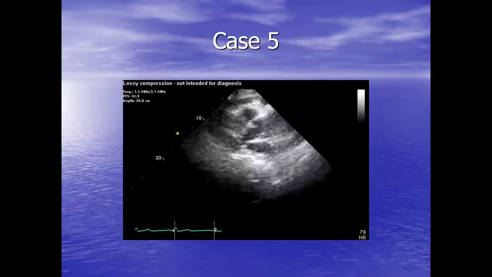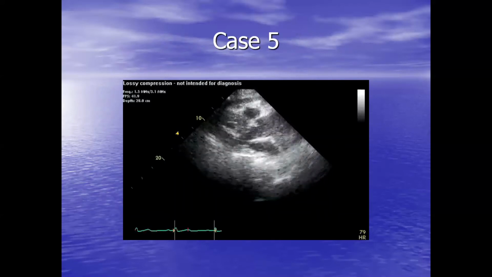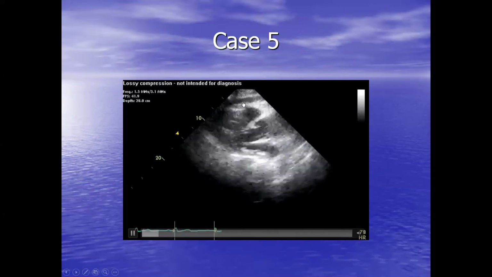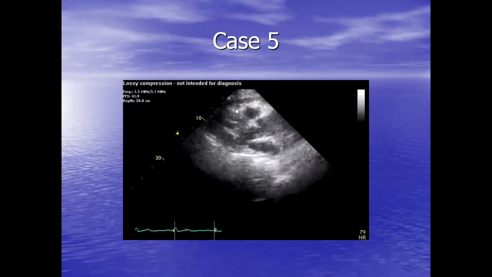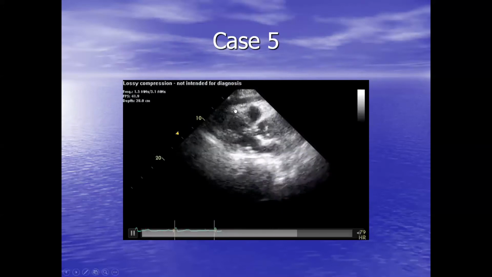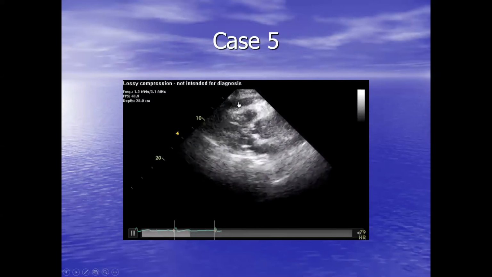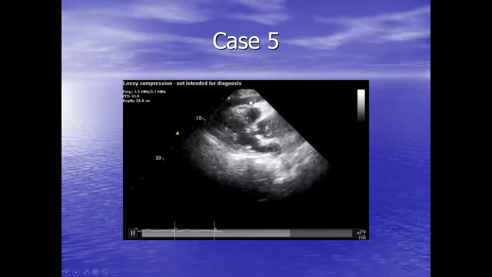Next case here, we see something. This is a patient that is having persistent chest pain in the ICU. It is not making any enzymes, but is having persistent chest pain. We see here, this may look like an effusion or pericardial fat. It's hard to tell from just that view. It may just be pericardial fat.